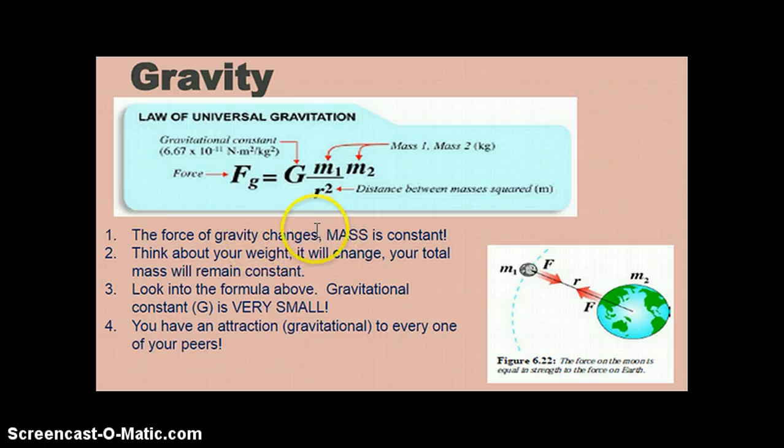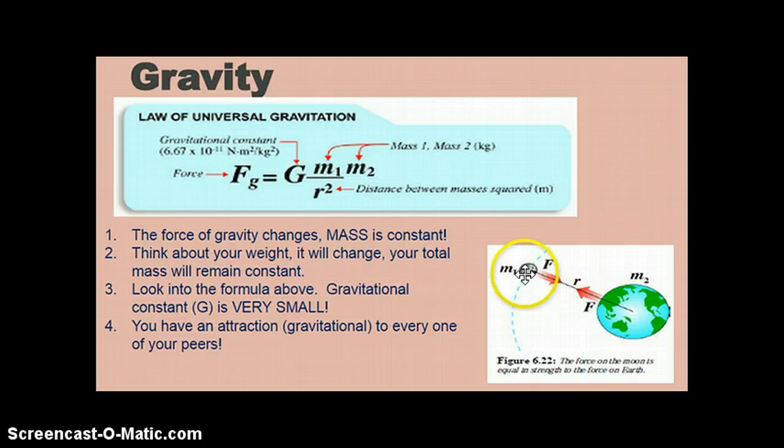So the force of gravity changes. Masses stay constant, so think about your weight. It'll change, but your total mass will remain constant. If you look at the formula above, the gravitational constant, G, is very, very small. It's extremely tiny. So as weird as this may sound, you have a gravitational attraction to every one of your classmates.